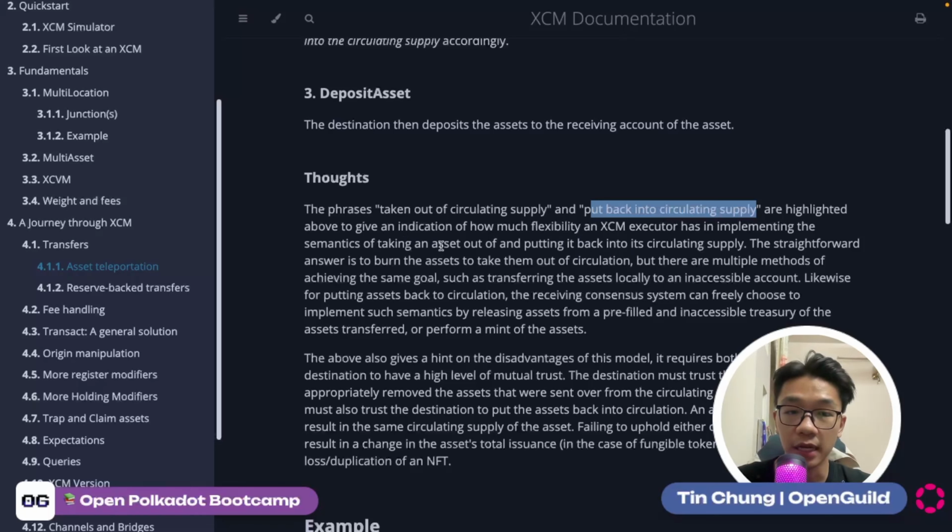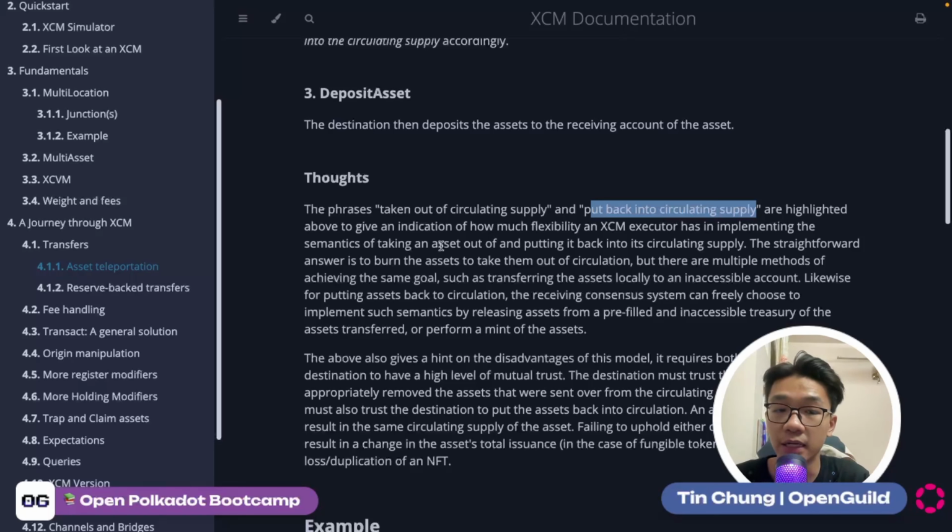Imagine that the circulation of the token across the overall cross-chain network is the same, like it's shared across the network. So if you take the token out from one chain and then send it to another chain, you have to put it back into circulation. If it's not put back correctly, then a lot of problems will happen.